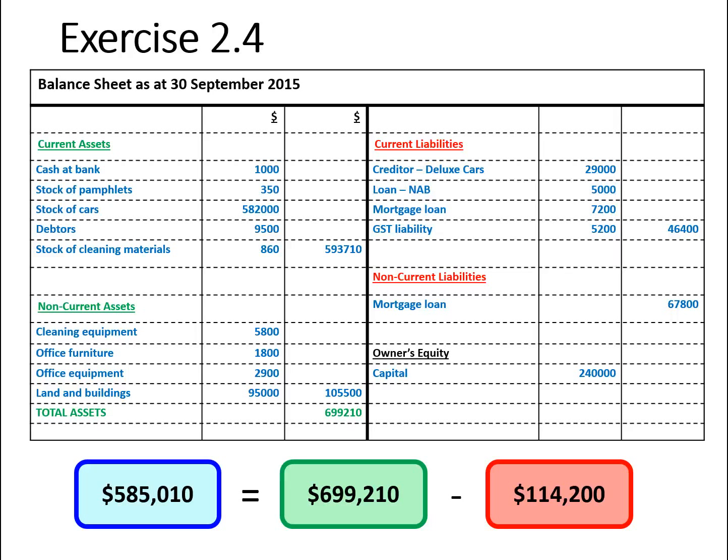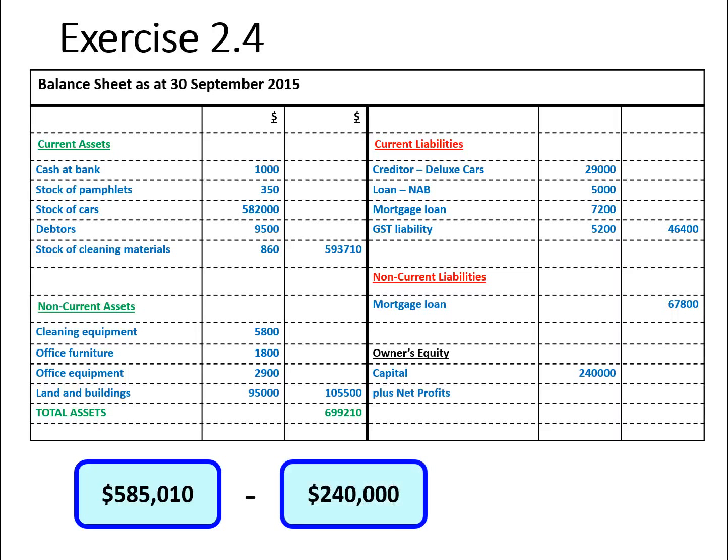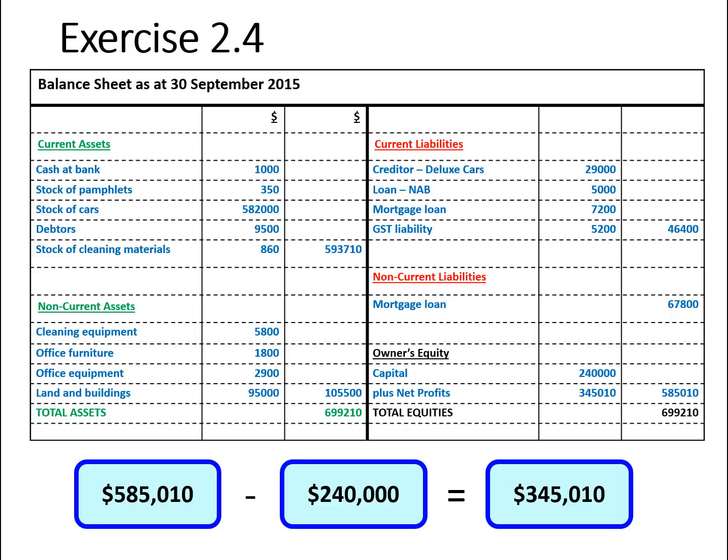So what that must mean is that if total owner's equity is $585,010, we know that capital is $240,000. If we subtract that away, that must mean the difference is $345,010, and that must be our net profit for the period. So we'll add that in, and that'll give us a total owner's equity of $585,010. If this is a topic that confuses you, don't worry, it's not going to be on the current SAC. It'll actually be a topic that comes up on SAC 2A in Unit 3. We'll now total up our right-hand column, and we've got total equities of $699,210, again proving that the balance sheet does balance.